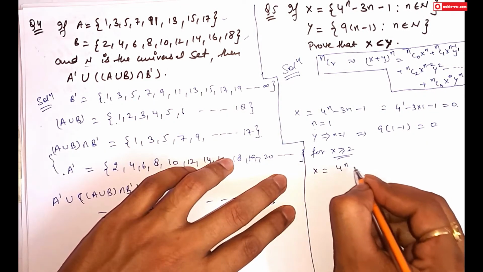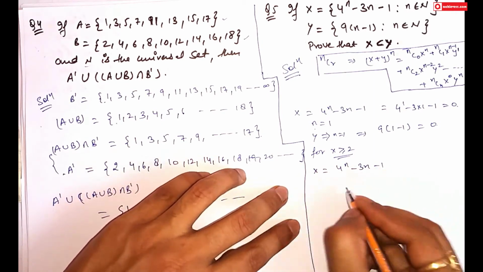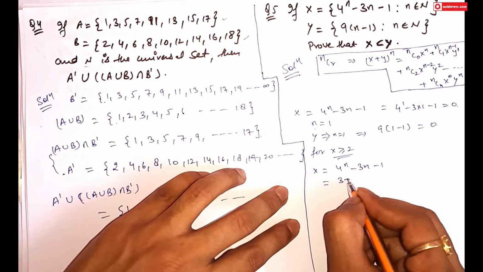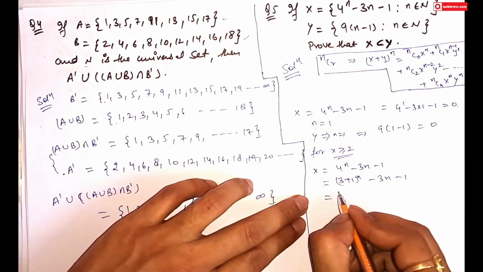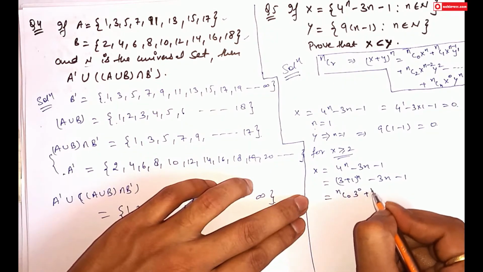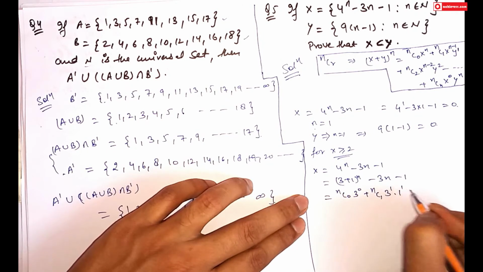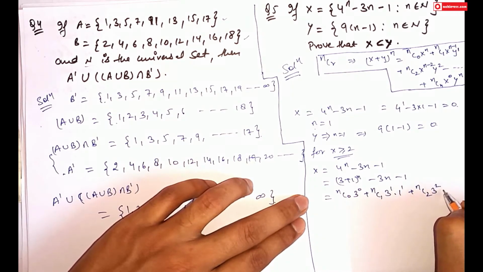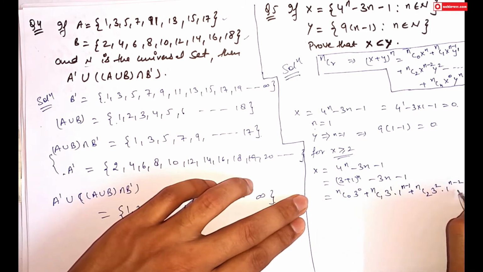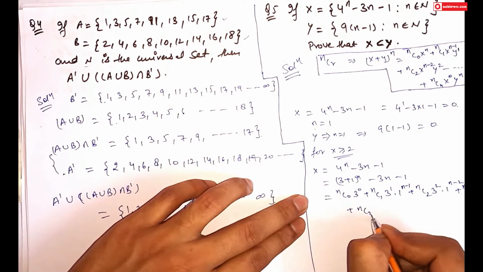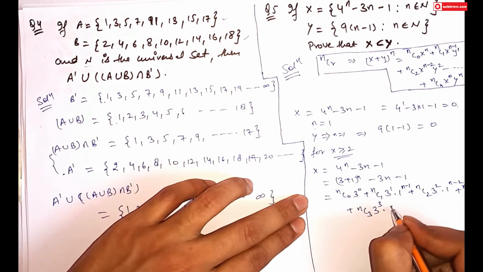So x will be equal to 4 to the power n minus 3n minus 1. And we can write this 4 to the power n as (3 plus 1) to the power n minus 3n minus 1. Now we have to use this formula here, that is nC0 3 to the power 0 plus nC1 3 to the power 1 into 1 to the power n minus 1, plus nC2 3 to the power 2 into 1 to the power n minus 2, plus nC3 3 to the power 3 and 1 to the power n minus 3.